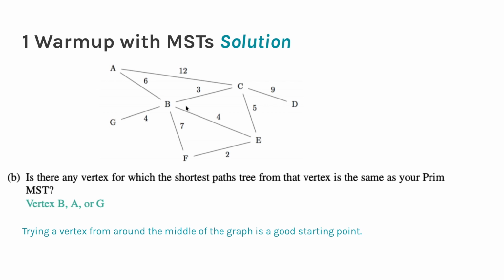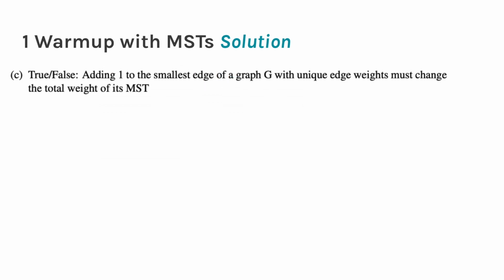Okay, moving on to C. True or false: adding 1 to the smallest edge of a graph with unique edge weights, so that's a key point, unique edge weights, must change the total weight of its MST. So this is going to be true.